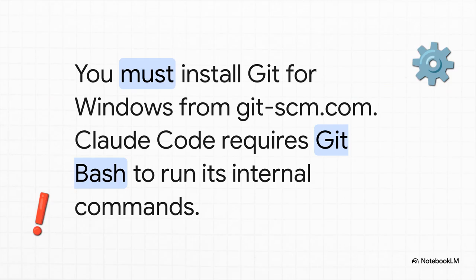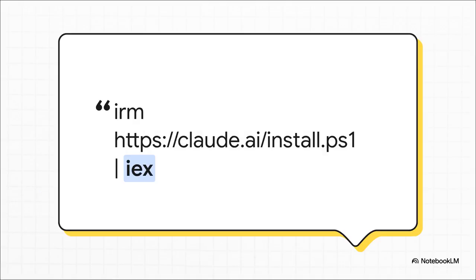Okay, I can't stress this enough for Windows users. You absolutely must install Git first. Just head over to git-scm.com and grab the download. Claude Code actually uses some of Git's underlying tech to work, so yeah, you can't skip this part. When you go through the installer, just clicking Next and accepting all the default settings is totally fine. Okay, so once Git is all set up and ready to go, pop open PowerShell. And just like we did on the Mac, you're going to paste this command into the window and hit Enter. That'll kick off the installation for you.